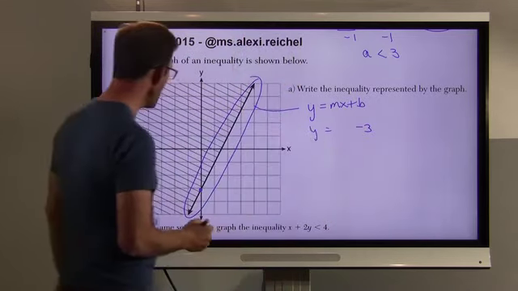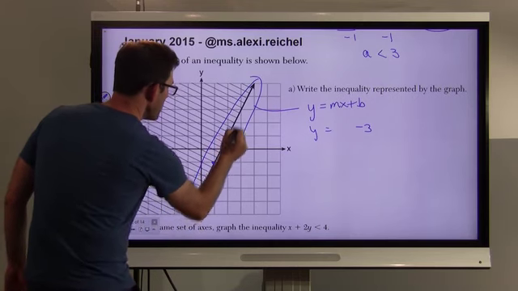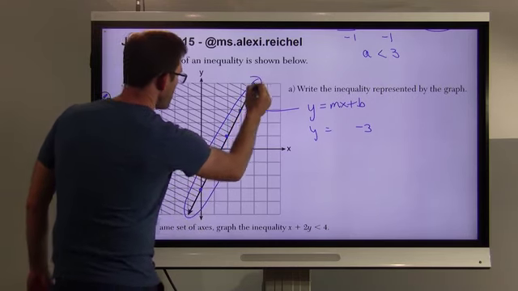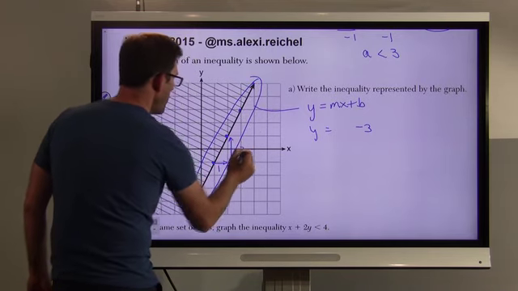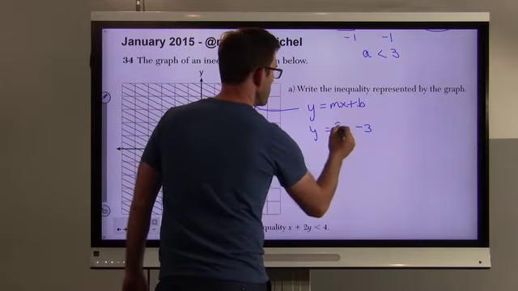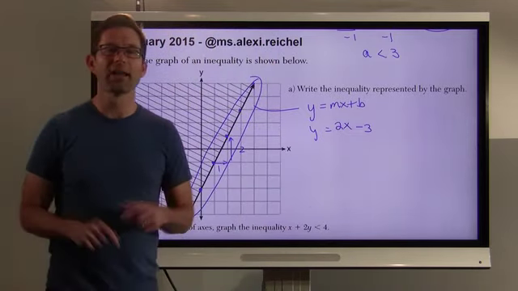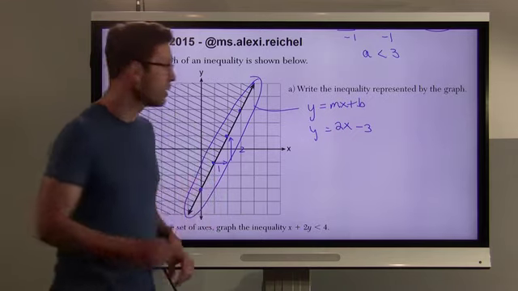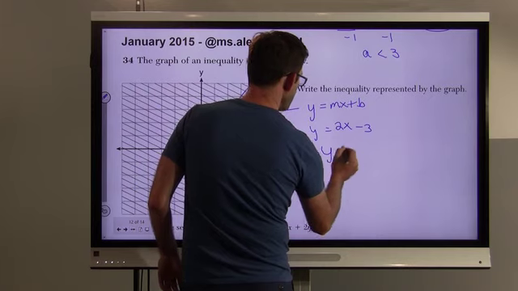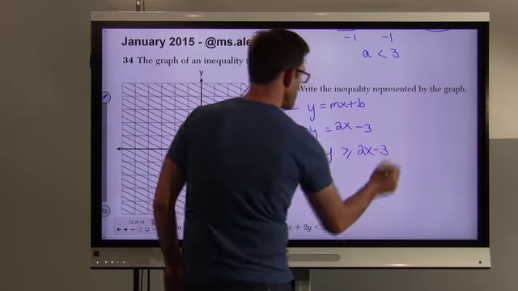And what's the slope? Well, we can figure out the slope of this line graphically by just looking at nice points on the line. That's, let's see, 1 over and 2 up. So the slope is 2. So that line is y equals 2x minus 3. That's not the inequality. The inequality is y is greater than or equal to 2x minus 3.